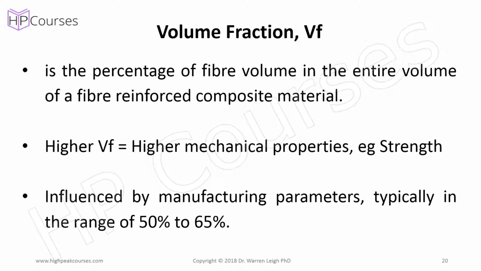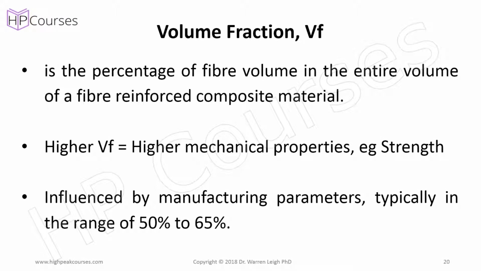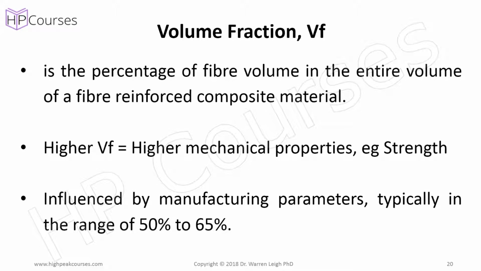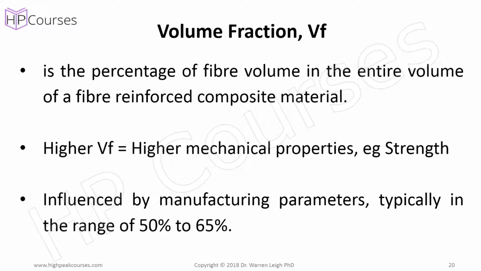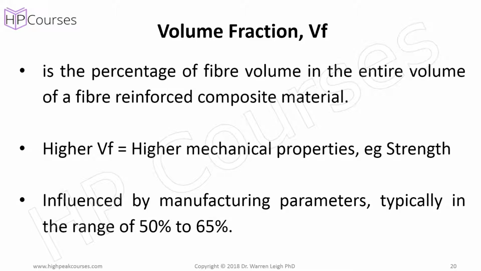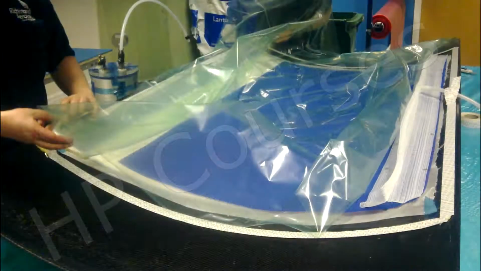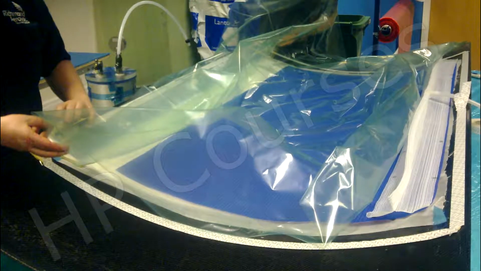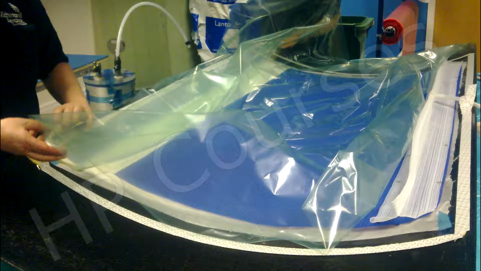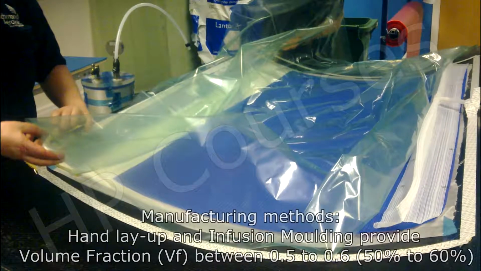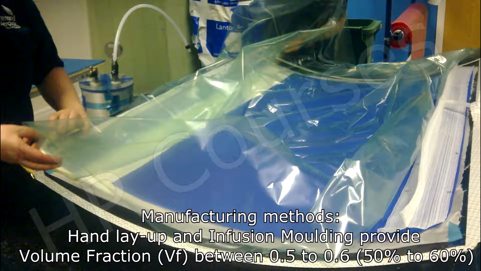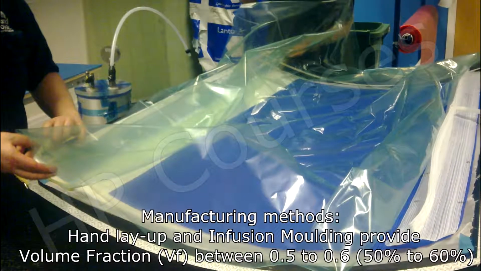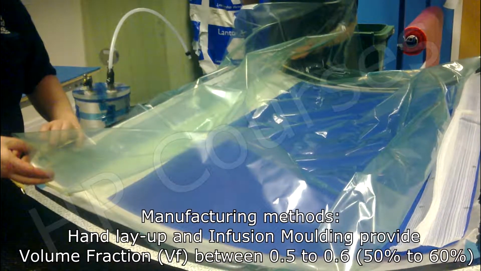Next, we look at the volume fraction. The volume fraction is affected by the manufacturing process. The process shown here is that of infusion moulding. With this type of process, we obtain a consistent, high-quality product and a high value of volume fraction can be obtained, leading to high strength.